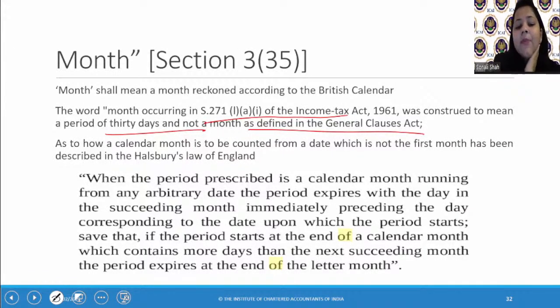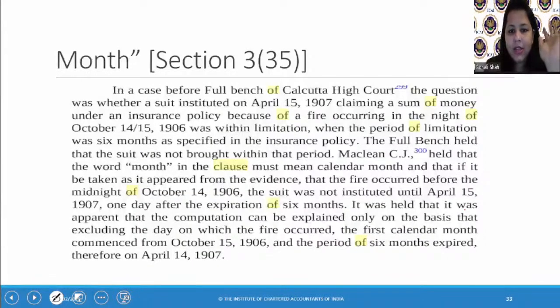So it says when the period prescribed is a calendar month running from any arbitrary date, the period expires with the day in the succeeding month immediately preceding the day corresponding to the date on which the period starts. So let me explain it to you like this.